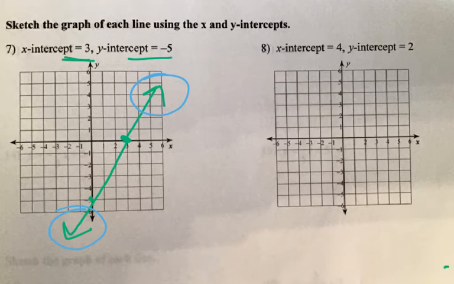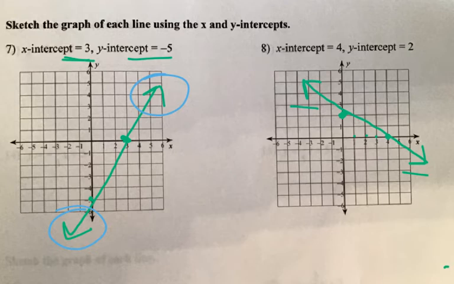So for number 8, our x-intercept is 4. So we're going to go over 4 on our x-axis and plot our point. And our y-intercept is 2. So we're going to go up 2 on our y-axis and plot our point. From there, we are just going to connect our dots and draw our line. Sorry, my line's a little off since I'm doing it on the iPad, but it should be intersecting at y equals 2. Again, make sure you have arrows at the end of your line and you're good to go.